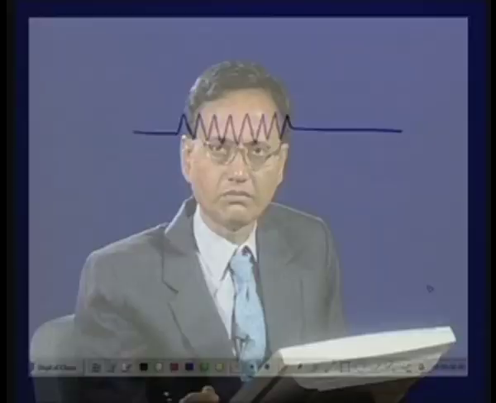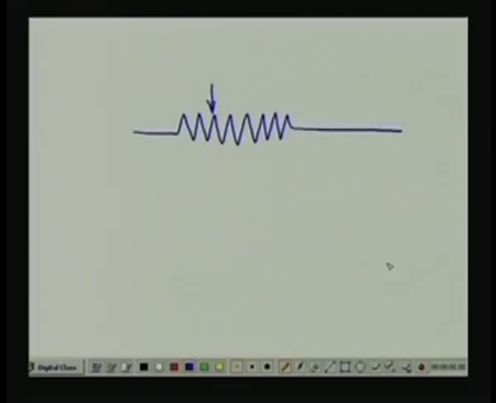Let me make a new page. A simple resistance, a rheostat or a potentiometer, a pot, as we call it. Suppose I have a wiper or jockey. In the case of a potentiometer we call it a wiper, in the case of a rheostat we call it a jockey. So if the jockey moves in these directions, then what will happen?